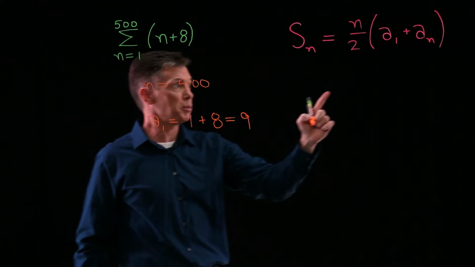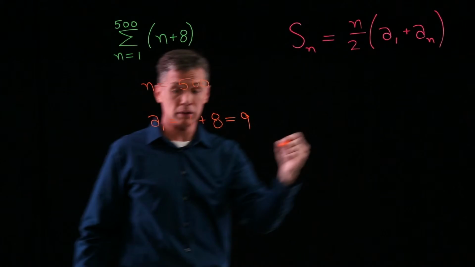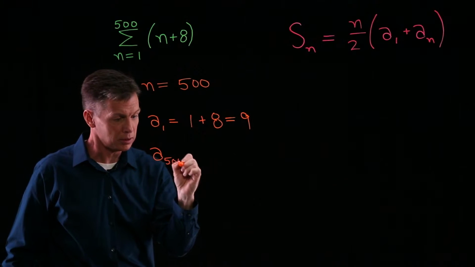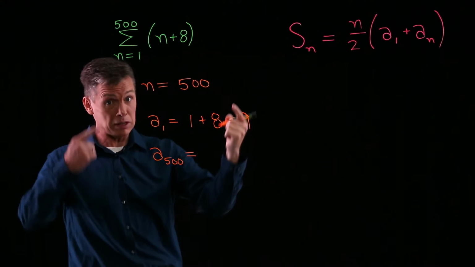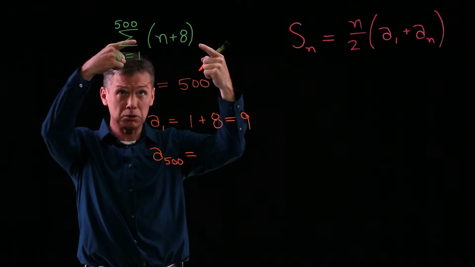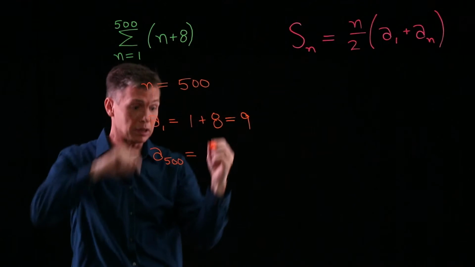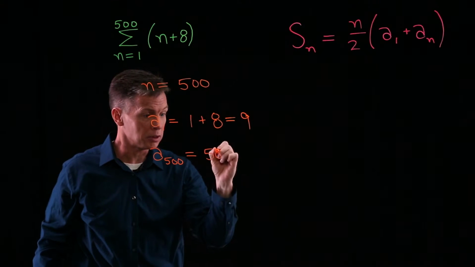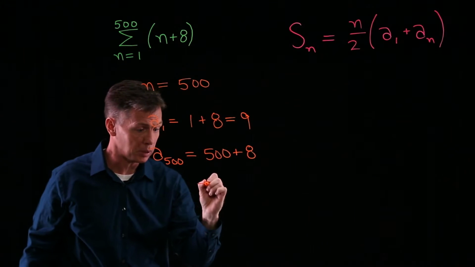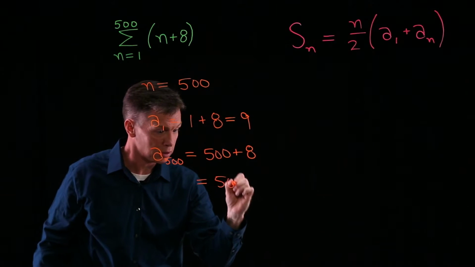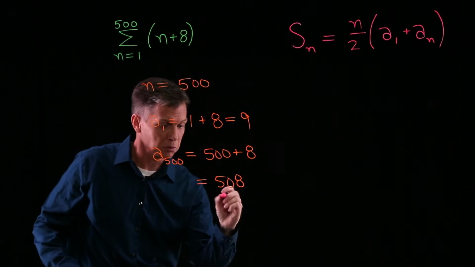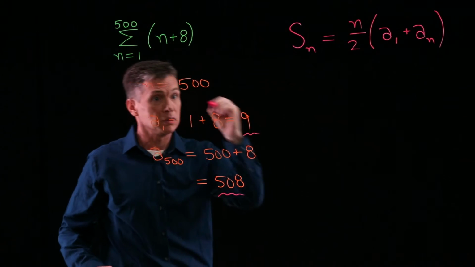The last thing I need for my formula is a sub n, so I need a sub 500. But again, that just means go to your expression for the individual terms and put a 500 in for n. So 500 plus 8. Why didn't I just do that in my head? 508. But I've got all three pieces of the puzzle ready to go.